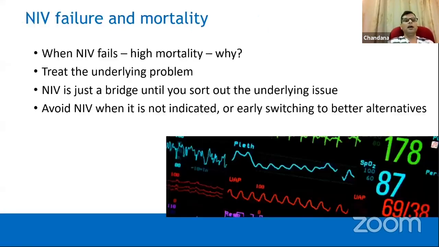Okay, so NIV fails, the mortality is high. That is what the current evidence says. But it's not probably because of the NIV. You can't blame the NIV. It's the improper application most of the time, and you don't switch over to the proper way of managing, and you probably keep the patient too long on NIV.